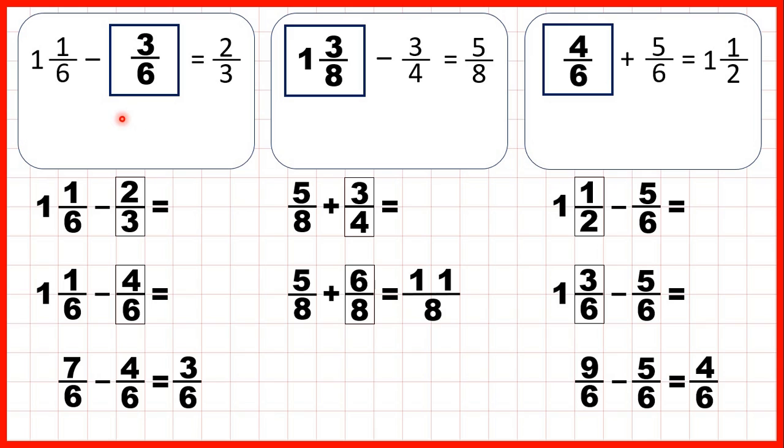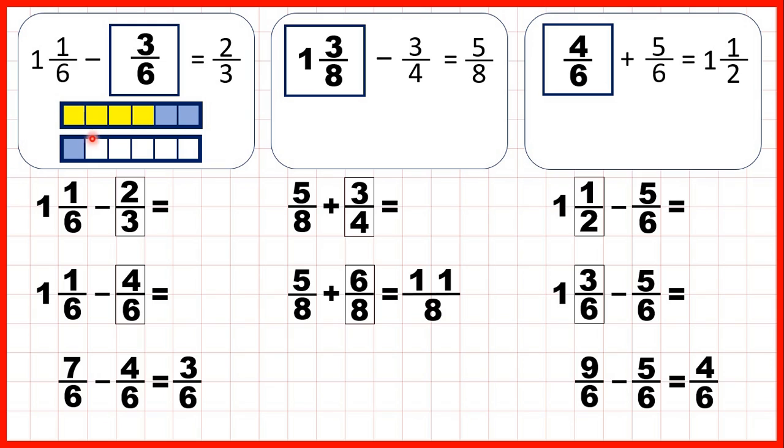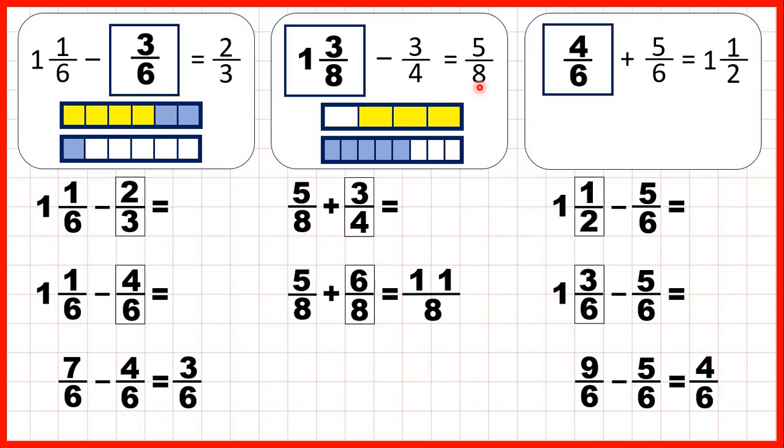So let's look at what we did here. For this first question, we knew that we started with 1 and 1/6, and something had been subtracted to leave 2/3. But because 2/3 is the same as 4/6, we know that the 3/6 that we have in blue must have been subtracted. Then we knew that 3/4 had been subtracted from something to leave 5/8. Now 3/4 is the same as 6/8, so if we put that together with the 5/8, we know that 11/8 or 1 whole and 3/8 must have been what we started with.